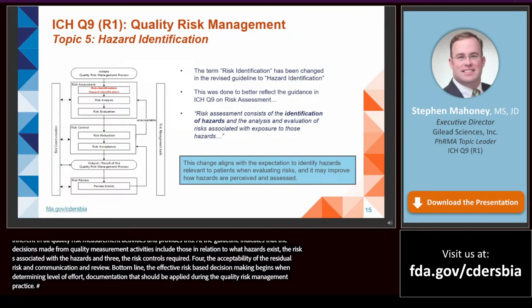Topic 5 is hazard identification. This may seem fairly minor, but we believed it was an important change in the guideline. The term risk identification has been changed in the revised guideline to hazard identification. This was done to better reflect the guidance in the original ICH Q9 document.